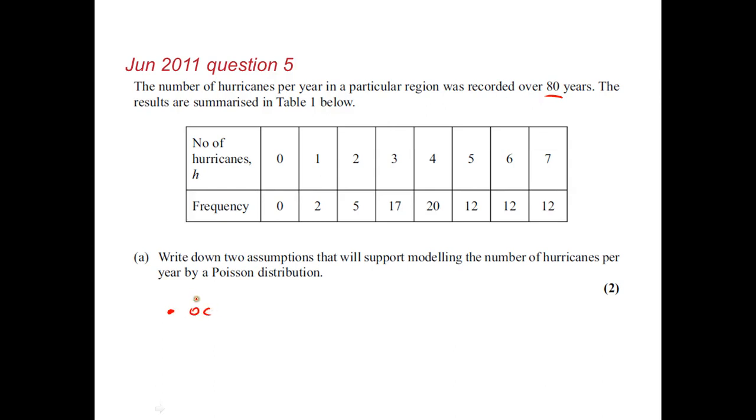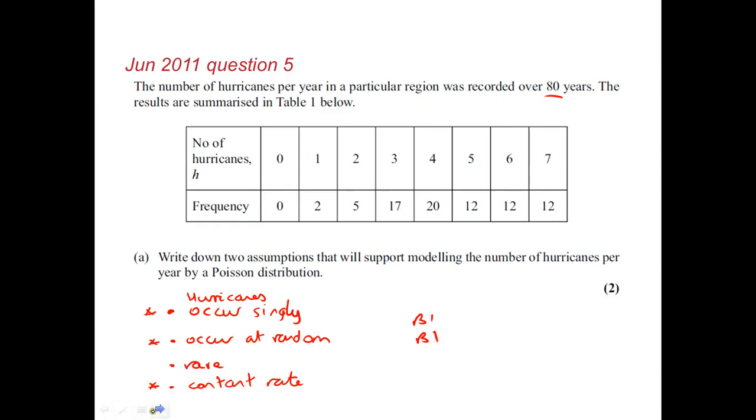Hurricanes occur singly. Now some people say they may not, but these are about your assumptions, don't forget. Okay, they occur at random. And again, these are assumptions, not what really happens. And the fact that they're rare is actually quite interesting. Okay, and they act at a constant rate. So any of those would be absolutely fine. Okay, so the ones that you're more likely to write is occur singly, occur at random, and occur at a constant rate. Any of those will be sufficient, I think. So you get 2 marks, one for each that you're going to write.